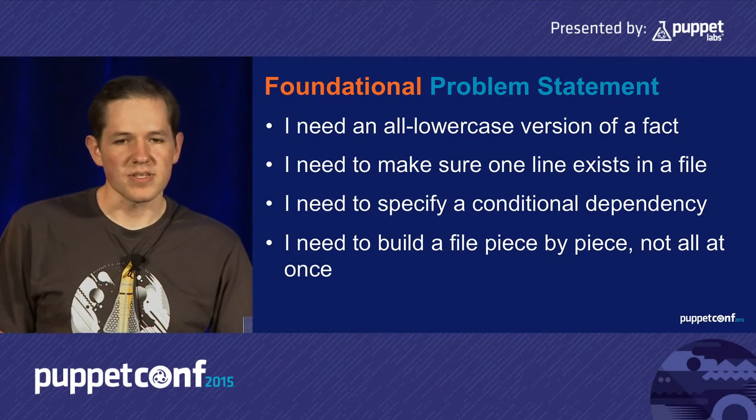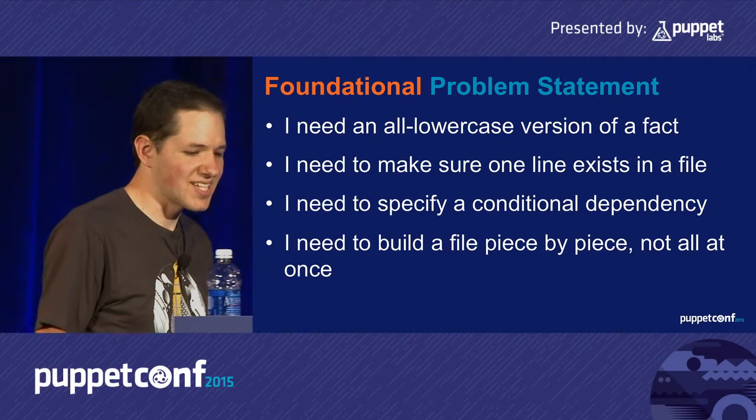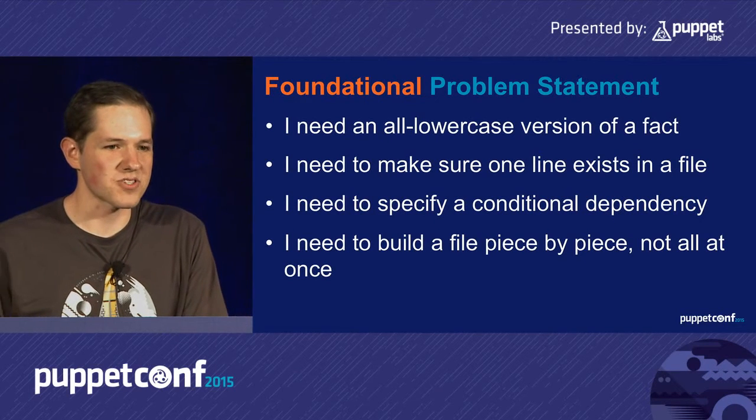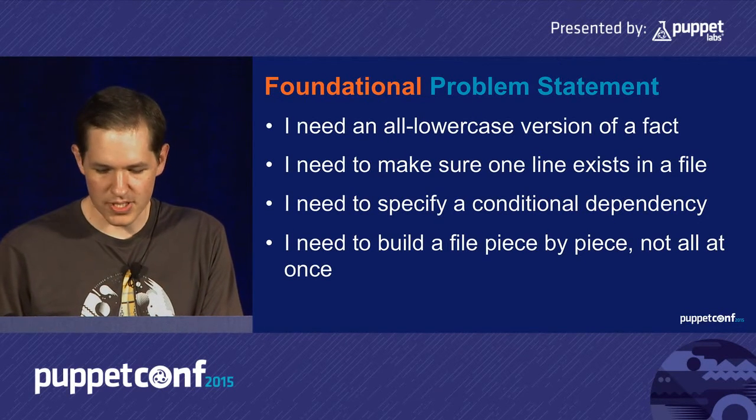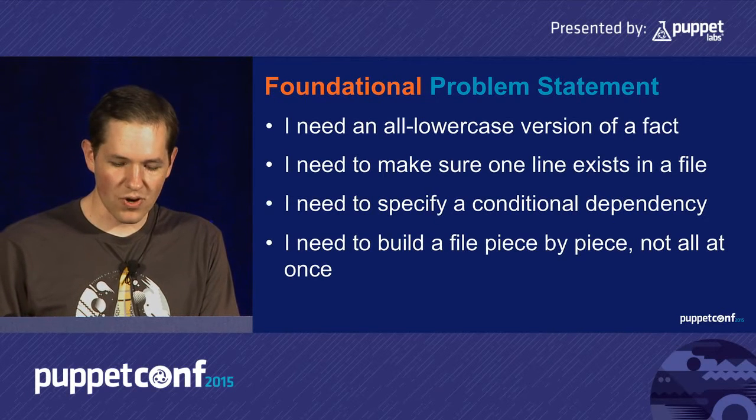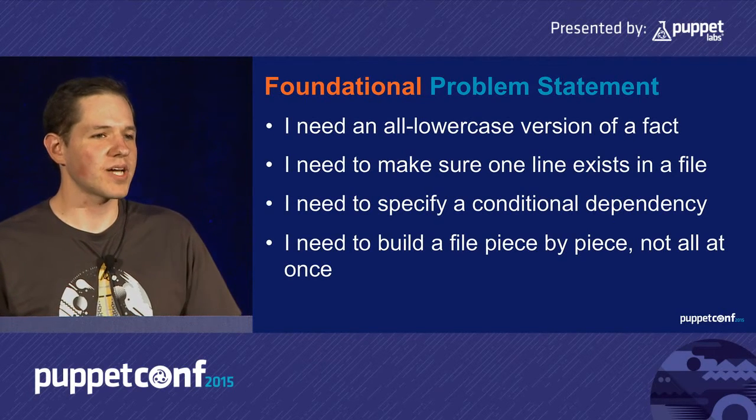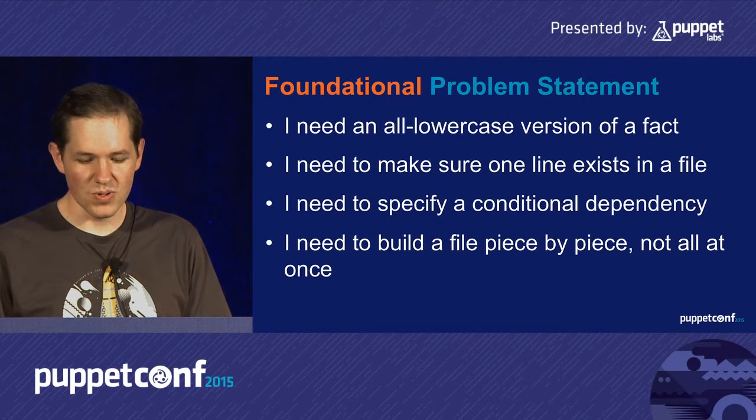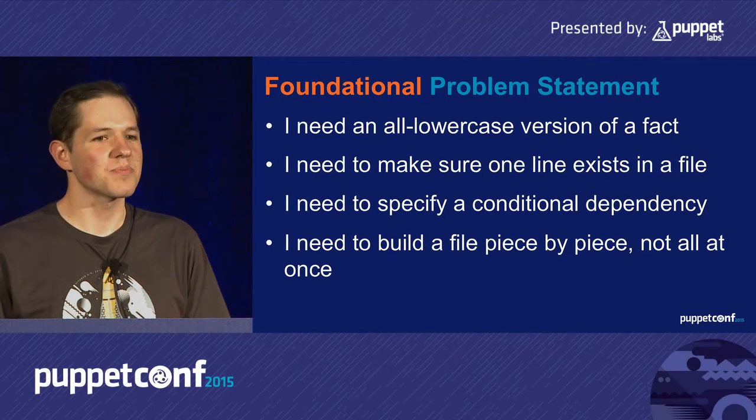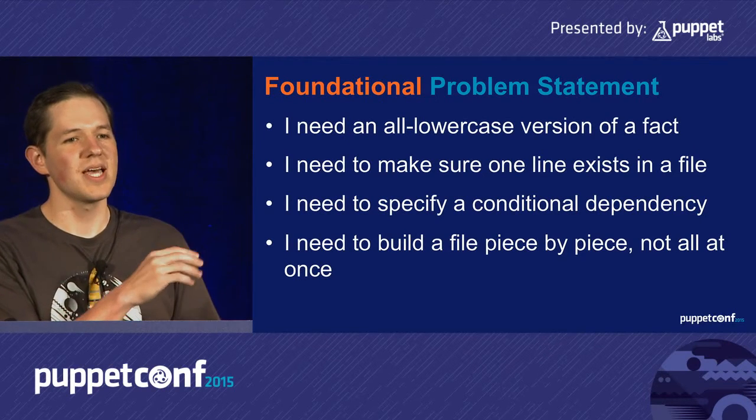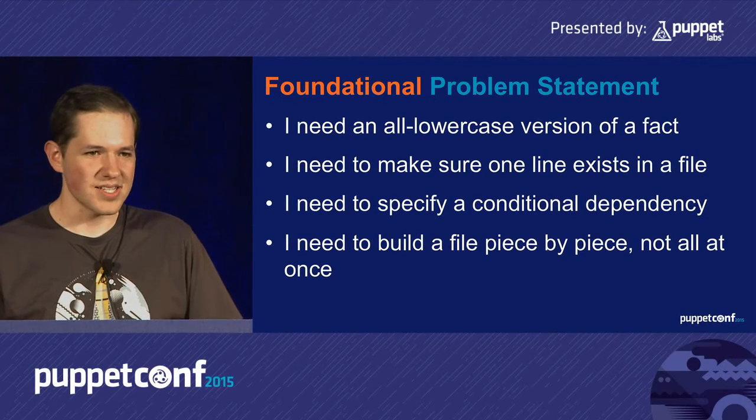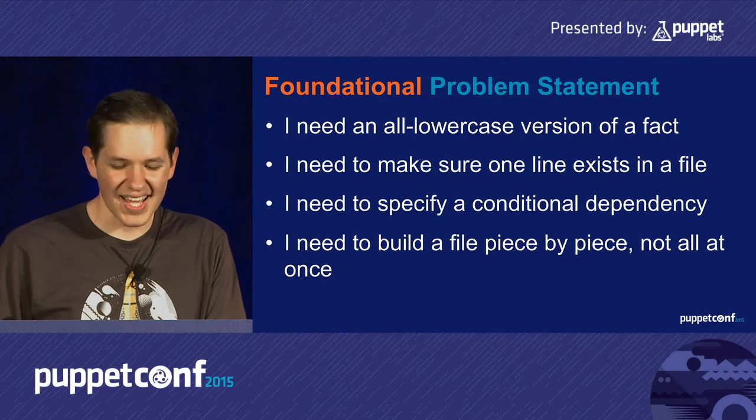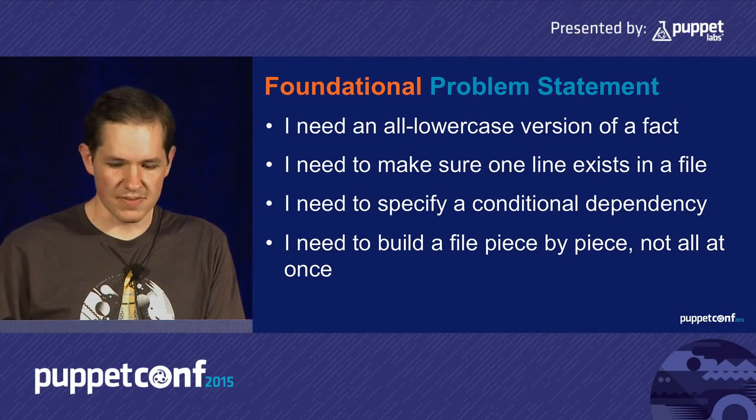The problem statements that these modules solve, stdlib and concat, is the really simple stuff. I want to do some text munging. I have a string. It has a capital letter in it. I need it to be lowercase for some reason. I don't want to write a whole file, but I want to make sure that a particular line in a very simple sense exists. I need to build up a file not by specifying the whole thing all at once in a template, but piece by piece for some reason. Those are little problems. Puppet doesn't have a solution out of the box. These modules provide functionality that gives you additional tooling around it.